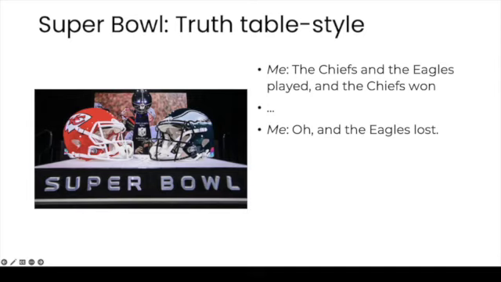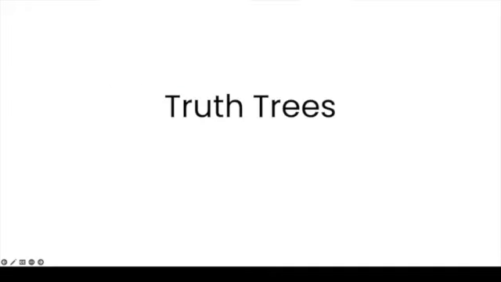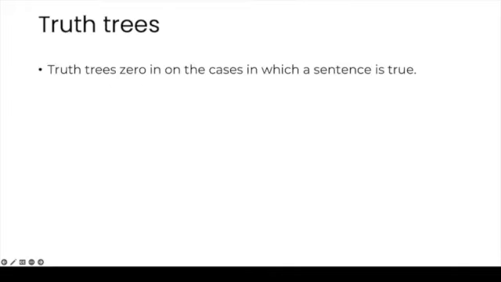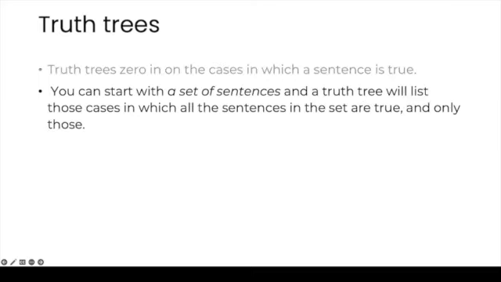This alternative is called the truth tree method. Instead of telling you where sentences are true and where they're false, truth trees get down to business straight away and zero in on the cases in which a sentence is true. As a matter of fact, you don't have to limit yourself to a single sentence. You can start with a set of sentences, and a truth tree will list those cases in which all the sentences in the set are true, and only those.